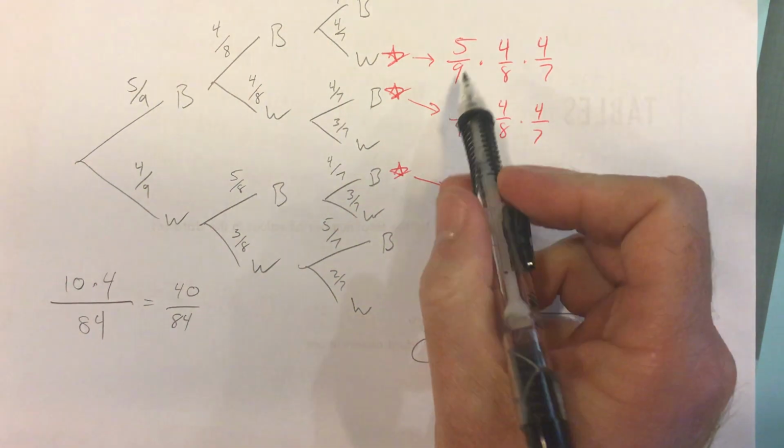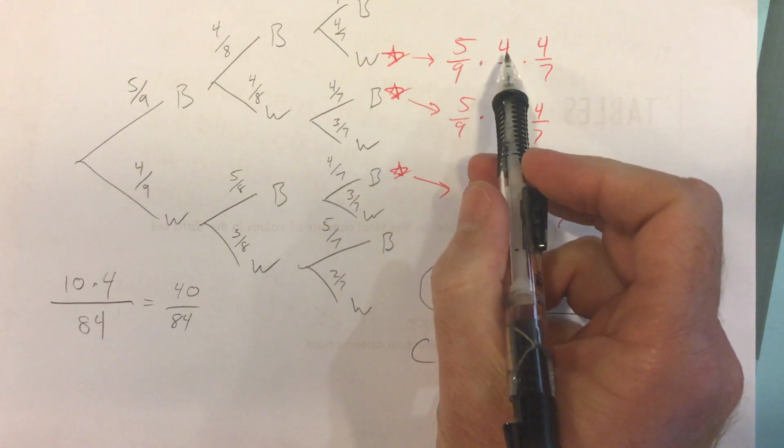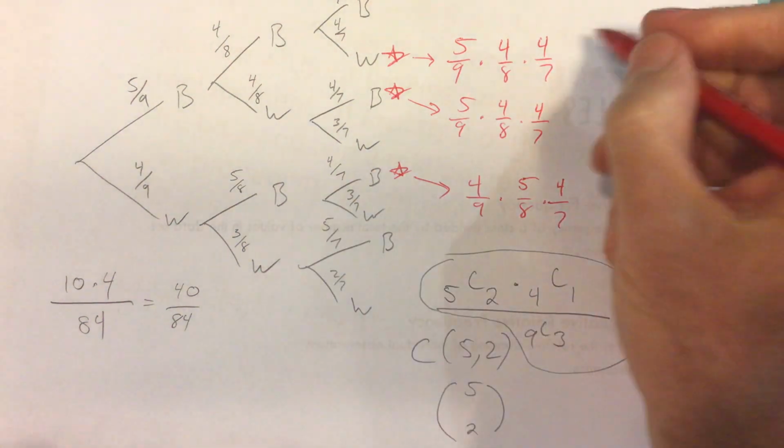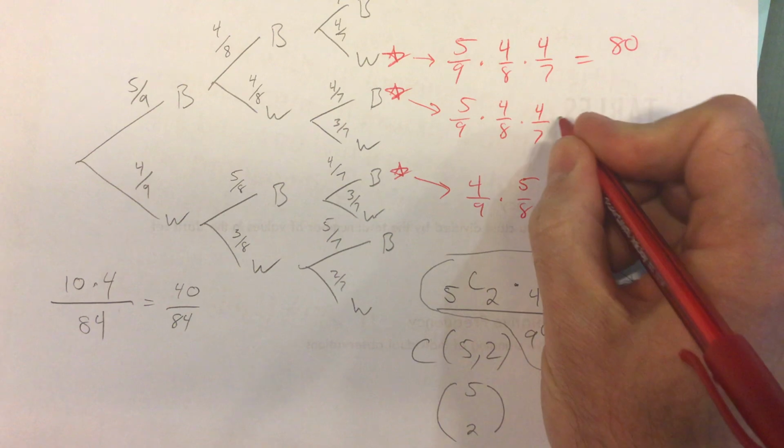So let's multiply these out. Let's see, that's 20, that's 80.